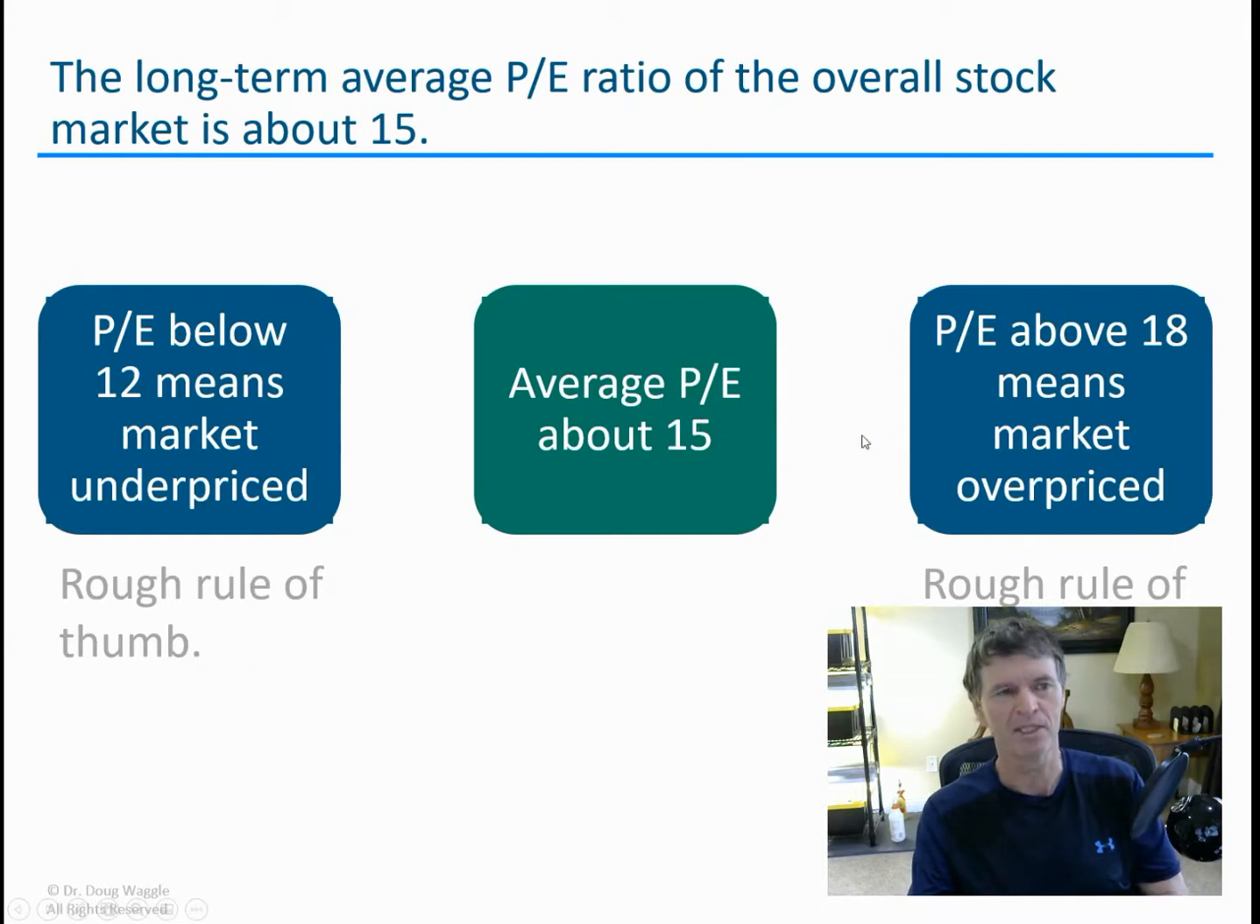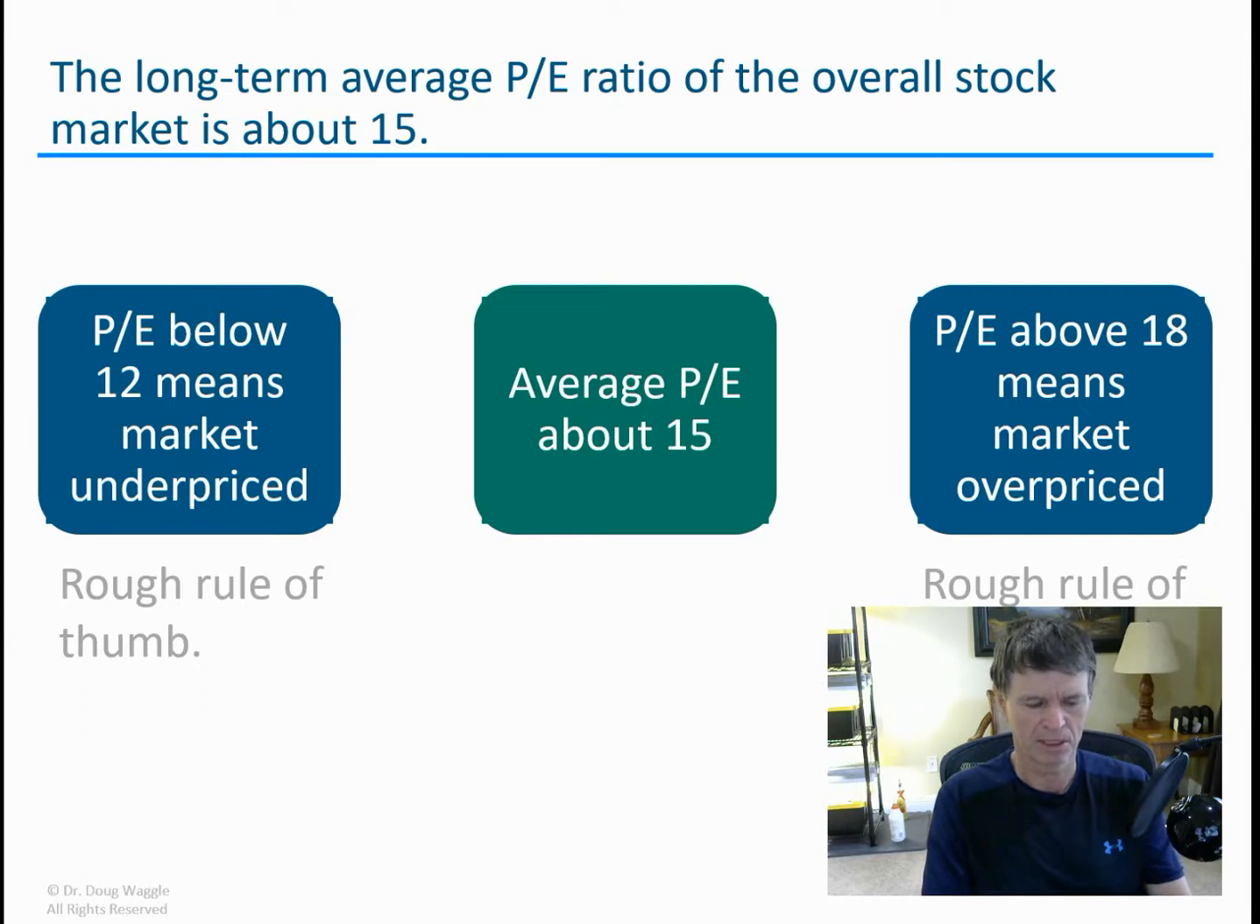One way of looking at this historical PE ratio is, if the PE ratio is below 12, below the average, that's an undervalued or underpriced market, maybe a signal to buy. If the PE ratio is above 18, that's historically been a signal that we're overpriced. And right now, despite the drops, I think the market is still probably in the overpriced category.